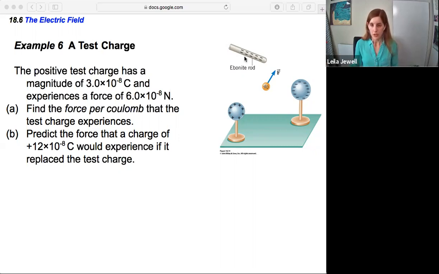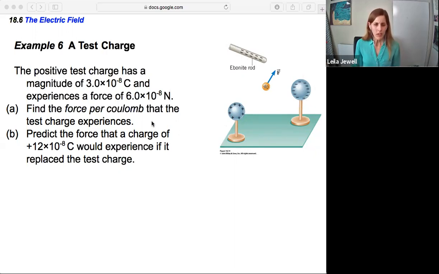Now we don't know the values of how much charge these other objects have. I can tell you from experience, it's a lot more than 3 times 10 to the minus 8 coulombs. That's a really small charge, which is what we said we wanted for a test charge. And just as I mentioned, it will always be positive as a test charge.